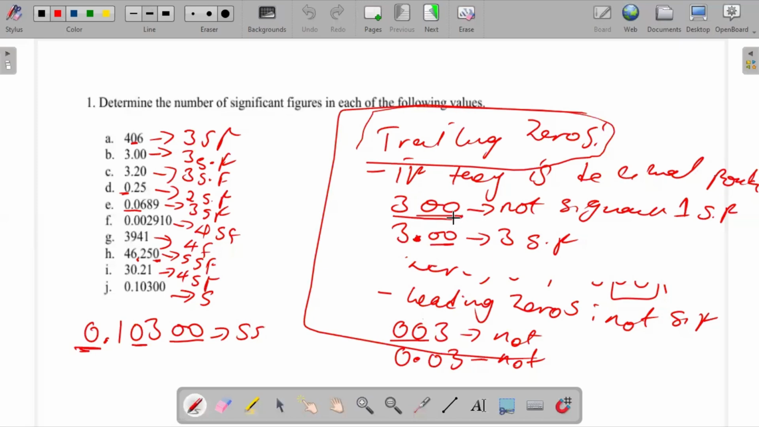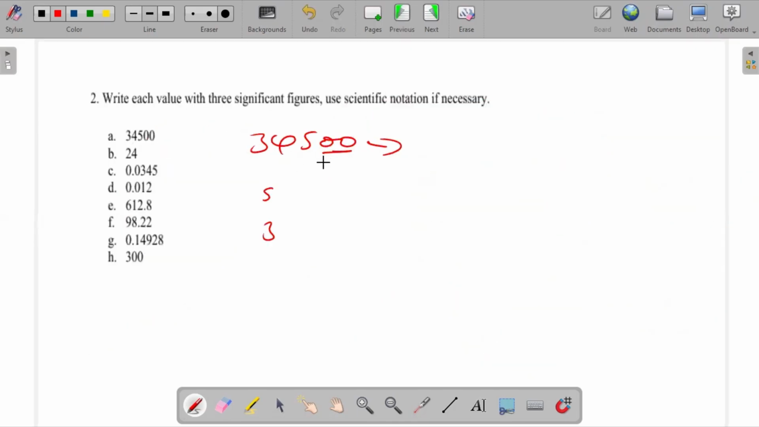So trailing zeros are only significant if we are having a decimal point. In this case, there's no decimal point anyway, right? So they are not significant in this case. So we have three significant figures already, right? So we can leave it the way it is. It's already having three significant figures.